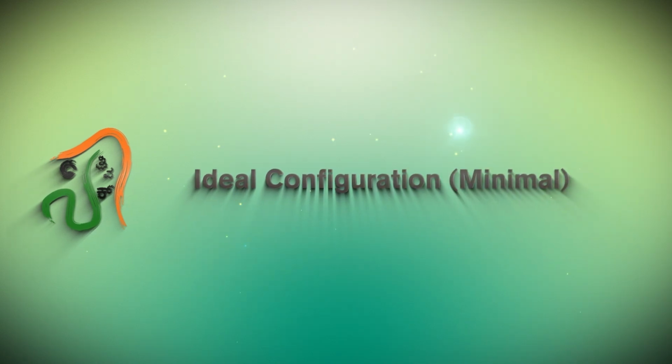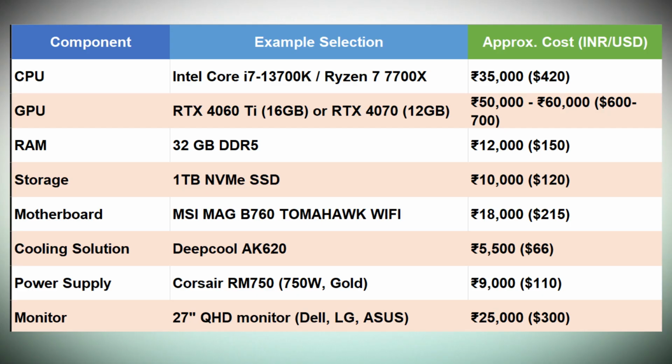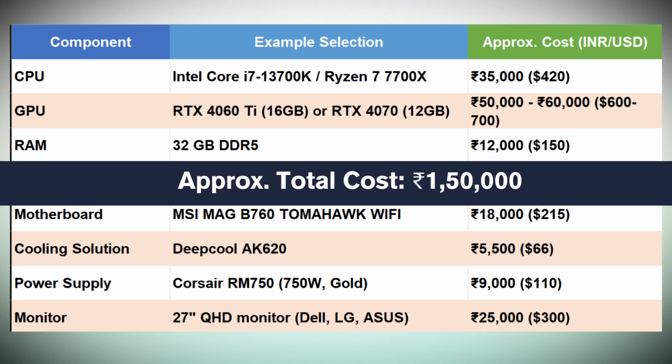For a balanced build, an Intel Core i7 or Ryzen 7, RTX 4060 Ti or 4070, 32 gigabytes DDR5 RAM, and 1 terabyte NVMe SSD will cost around 1.5 lakhs Indian rupees. For learners, a Core 5 or Ryzen 5 with an RTX 3070 or 4060 Ti, 32 gigabytes of RAM, and 1 terabyte NVMe SSD keeps costs manageable while still running Unreal effectively.